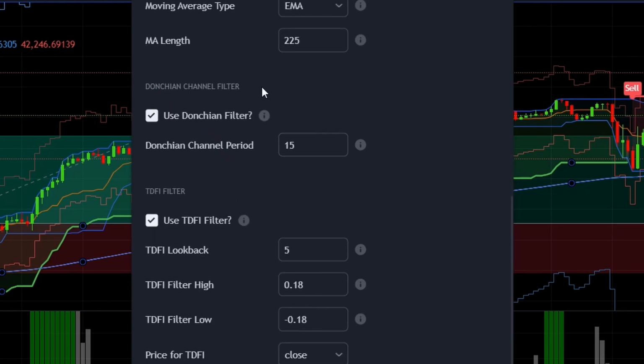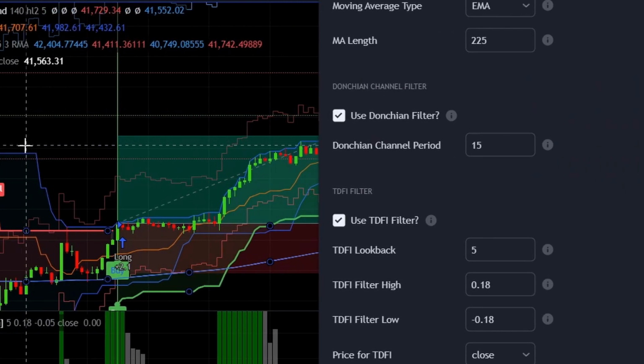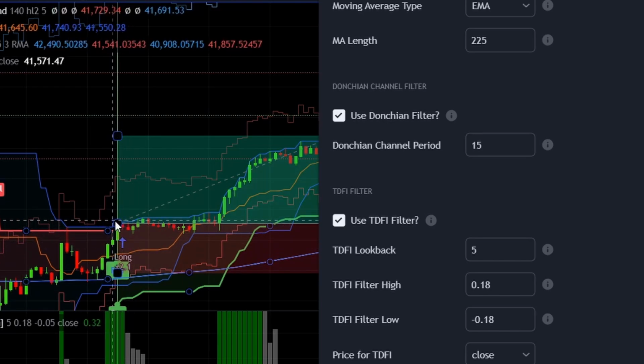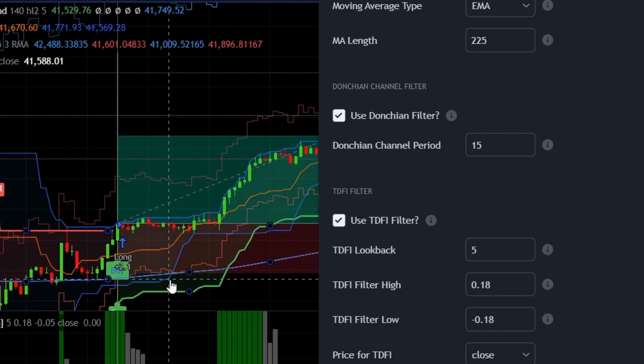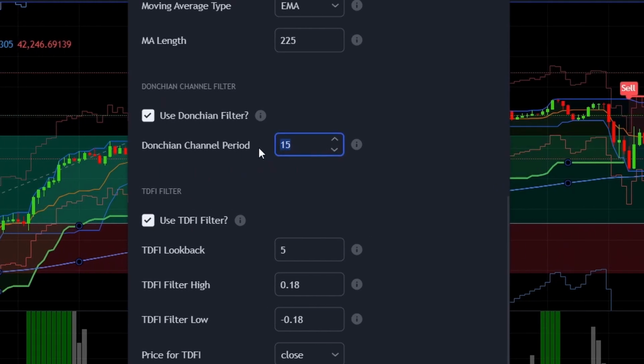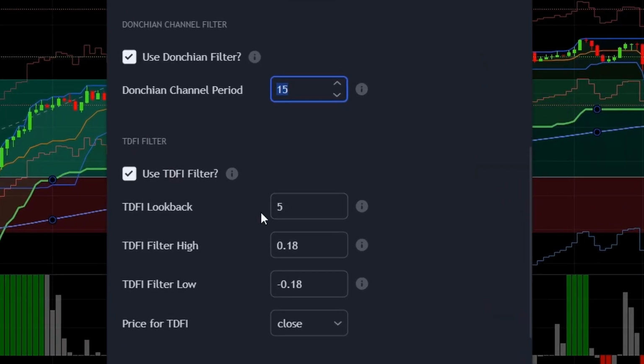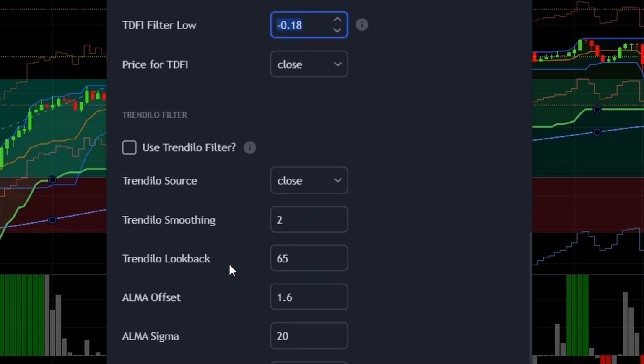Then you have the Donchian channel filter. The Donchian channel was this upper and lower band, and for a long entry the price needs to be in the upper band, and for a short in the lower band. Here you can set up its period, and whether to use it or not. Then we have the TDFI filter. The TDFI filter is this one. You can set its lookback, its high filter level, its low filter level, and its source.